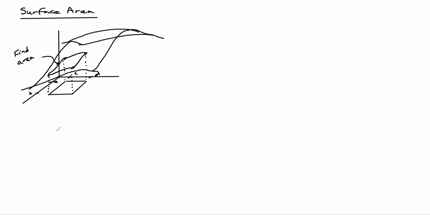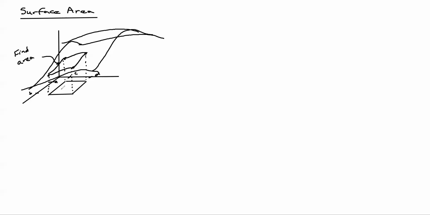Now, the way in which we're going to do that is similar to what we've done in the last few sections, where we chop it up into pieces. It's the same thing we did, except we were finding volumes in previous sections, but in this section we're finding surface area. So how do we do that?